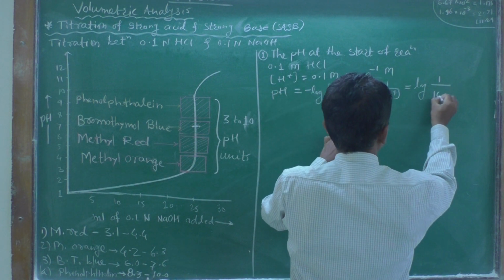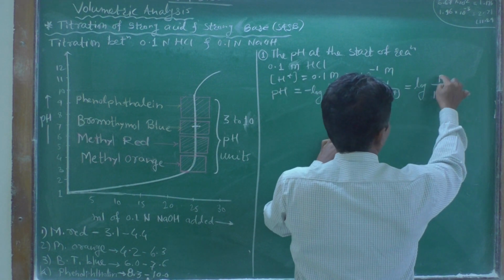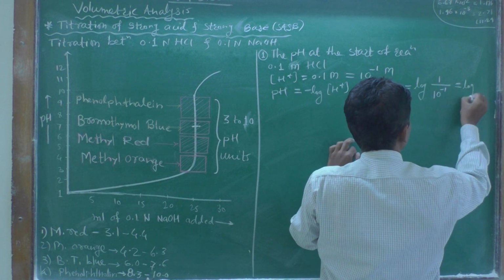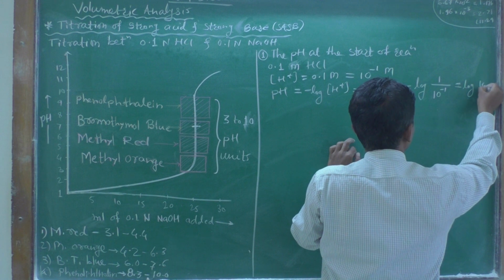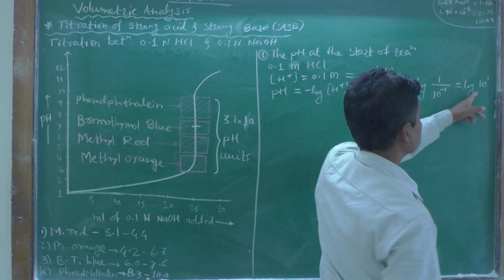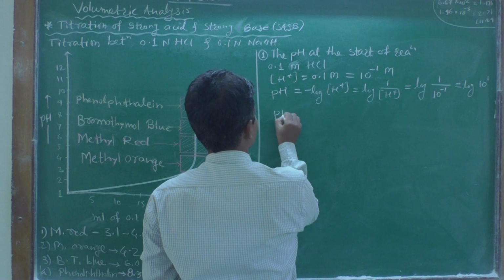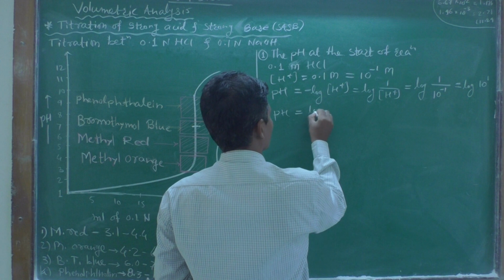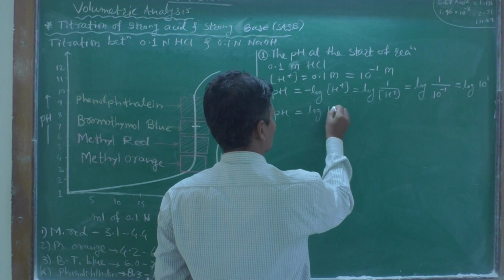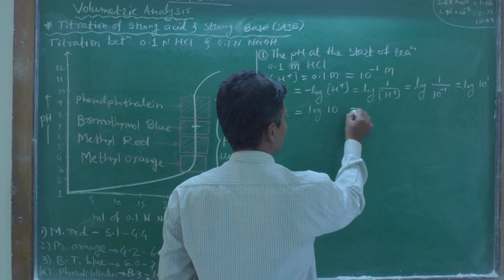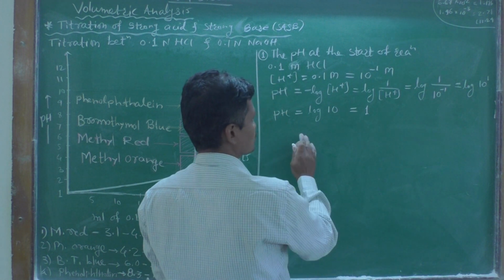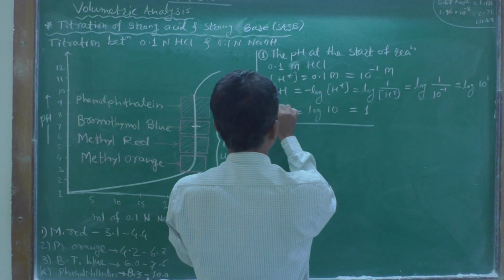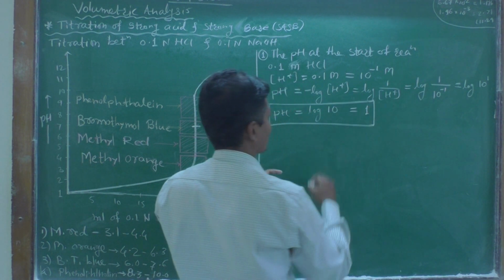It is 10 raised to minus 1. 1 upon 10 raised to minus 1 becomes log to the base 10 of 10 raised to 1. So pH is equal to log of 10 raised to 1, which is 10, so log of 10 to the base 10 is equal to 1. So the pH at the start of titration is 1.